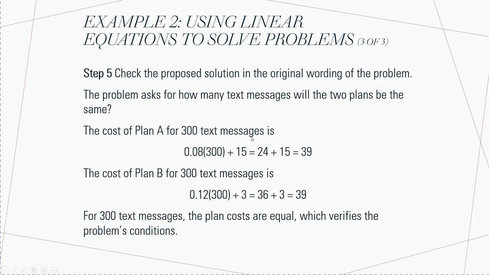All right, so check the proposed solution and the original wording of the problem. Okay, does it make sense? The problem asks how many text messages will make the two plans the same. So the cost of plan A for 300 texts, if you plug 300 in there, is $39. The cost of plan B for 300 texts, when you plug that into the equation, is also $39. So for 300 texts, the plan costs are equal, which verifies our problem's condition. So really, just to be more succinct about it, what's going on here and here is you're plugging 300 into each equation.